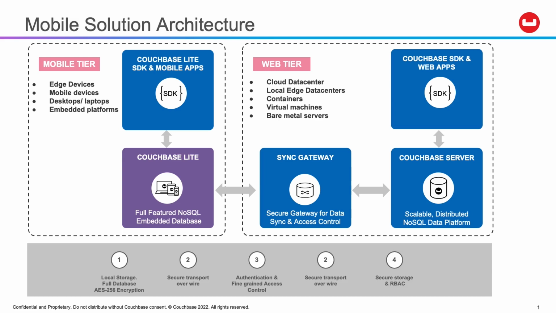And the communication between CB Lite and Sync Gateway is also secured using WebSockets protocol. So we use secured WebSockets to establish communication between CB Lite and Sync Gateway. That in essence means the device communicates to Sync Gateway over WebSockets protocol. With the help of the channels and roles, developers can grant fine-grained access controls on the data that is being used by the device.